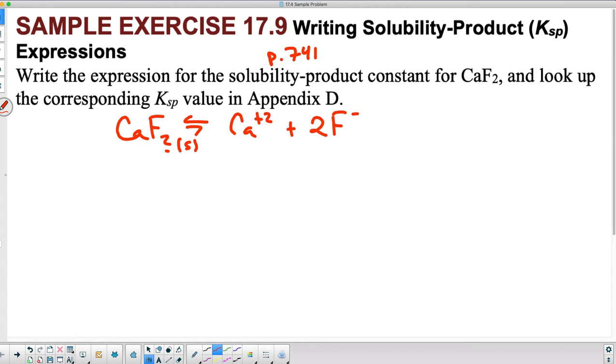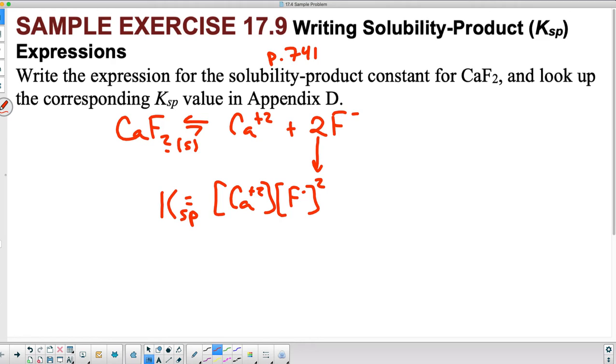Now that makes a difference because we know, going all the way back from the first time we did equilibrium, that this is a heterogeneous equation, which means that we are not going to write down the concentration of CaF2 solid, because solids and pure liquids do not have a concentration other than 1. It's just the amount of the solid that's there, not a concentration. So we end up with the KSP equal to the concentration of Ca 2+ and the concentration of F minus, but because of the 2, that comes down as an exponent 2.